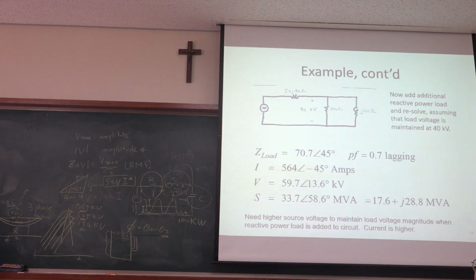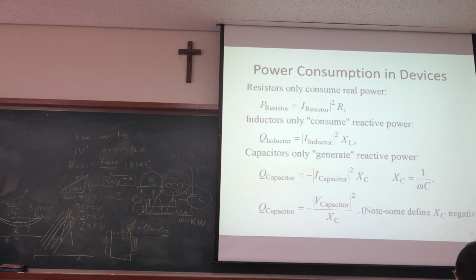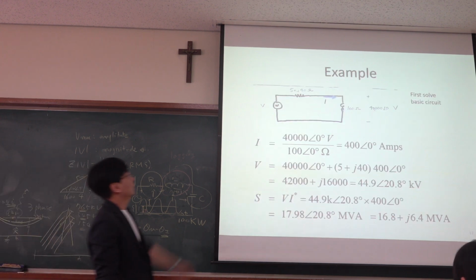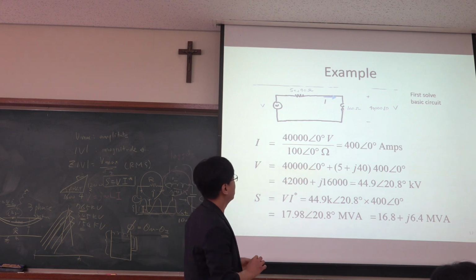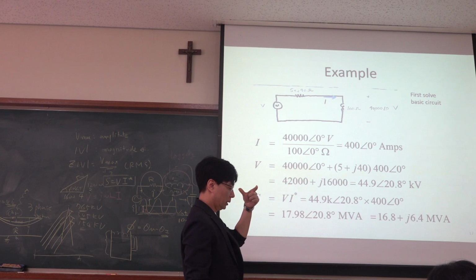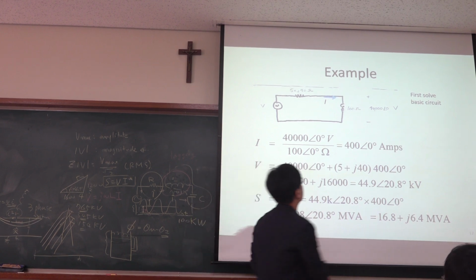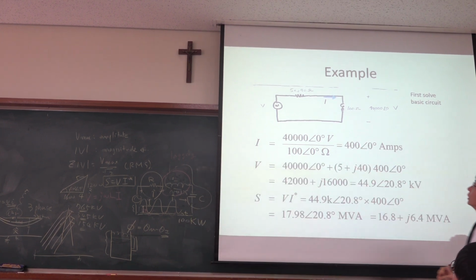And another example. We have 5 more minutes. Okay, why not? So 5 plus j40 ohm, that's the impedance of the transmission line. And on the load side we have 100 ohm.